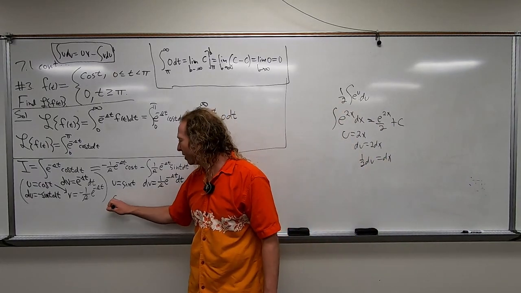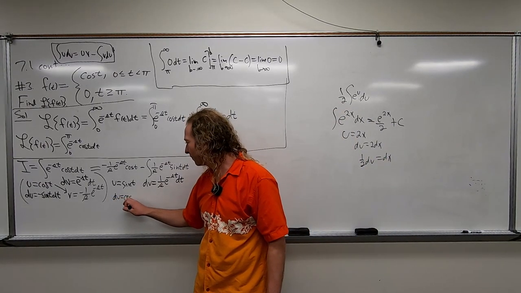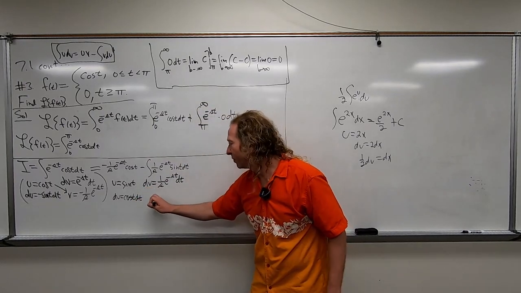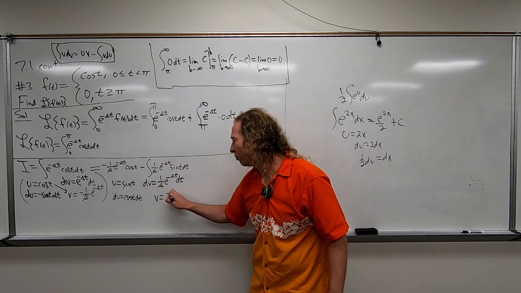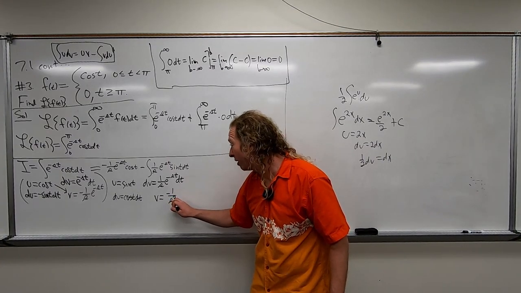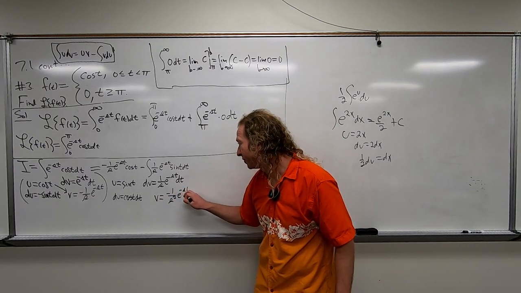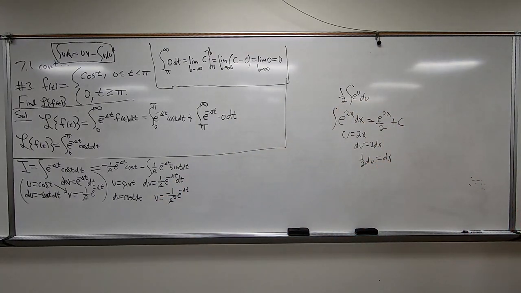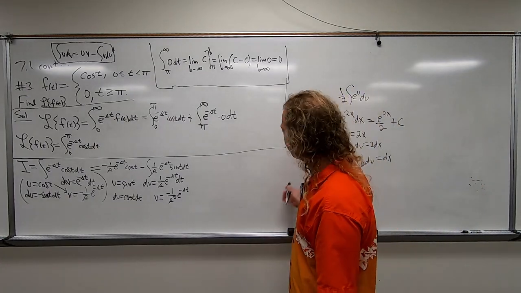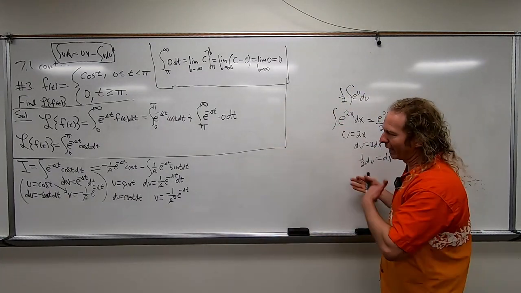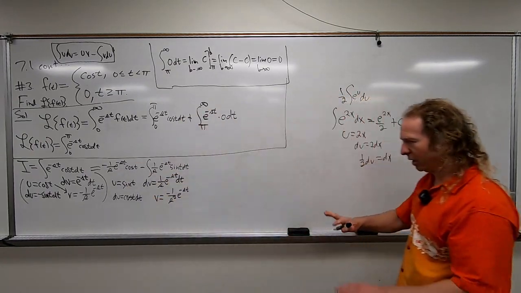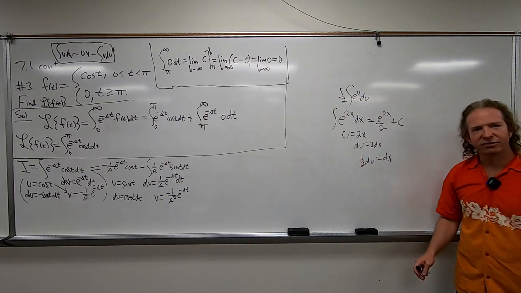Differentiating sine, we get cosine t dt. Integrating this, we get v equals negative 1 over s squared e to the negative st. The squared comes from the s times the s, right? S times s is s squared. This is good that there's room here. We're doing one line, makes it easier. Any questions on any steps at all?